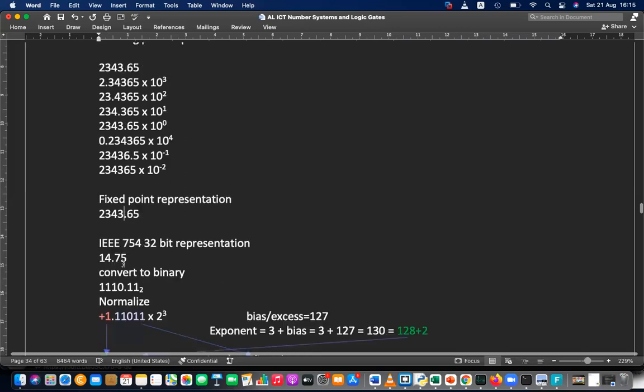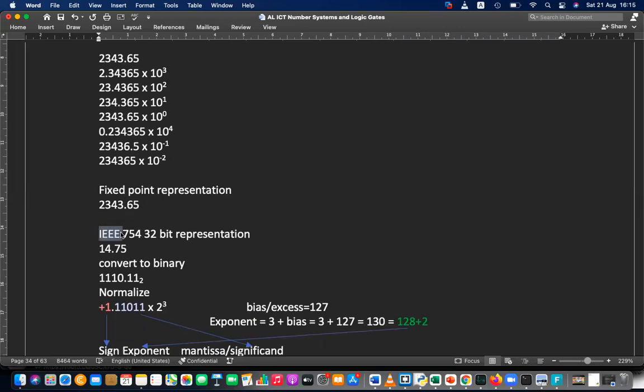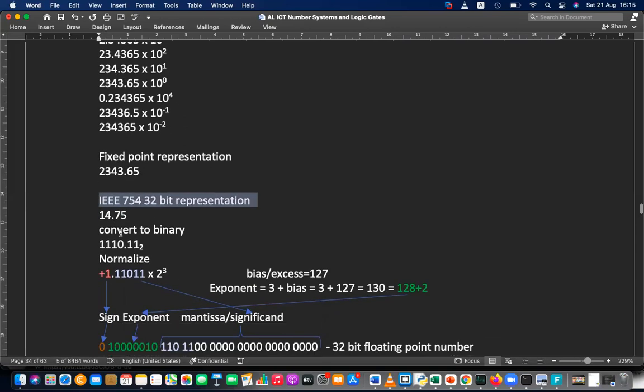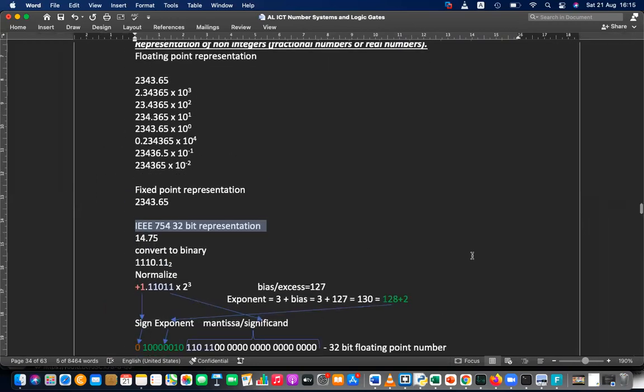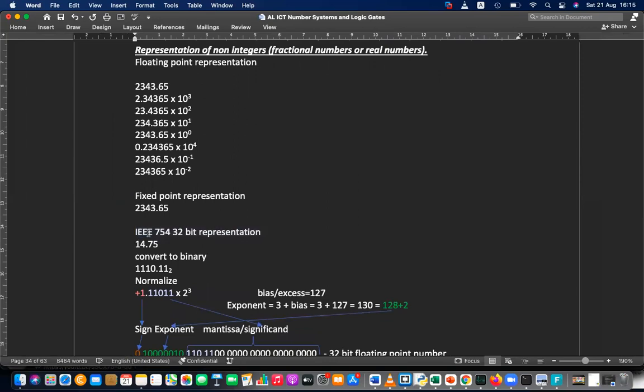This IEEE representation was there in the early syllabus, but it was removed. I think maybe students found it difficult to convert, so that's why it was removed. But in past papers, you can still find this.